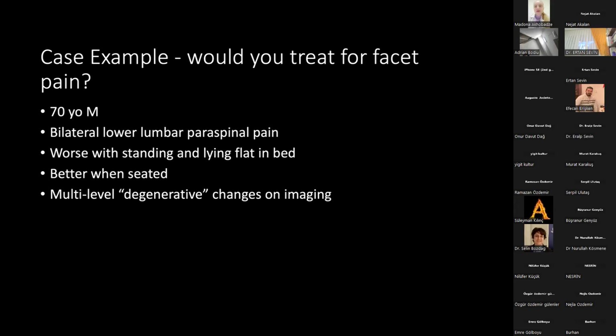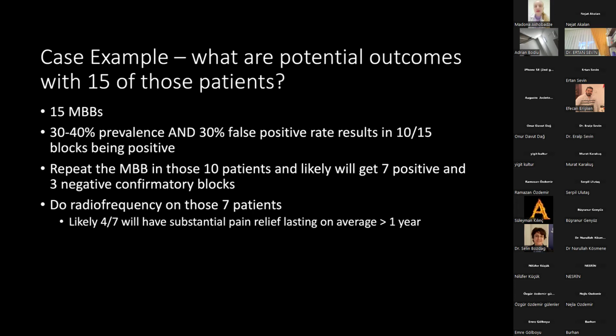And then the question, what happens? So if you take 15 of those patients and you do 15 medial branch blocks on them, and you consider that the prevalence is 30 to 40% in this age group, but the false positive rate is still 30%, you're probably going to get about 10 of the 15 patients having a positive first block. Because you want to be precise, you might consider doing the test twice.